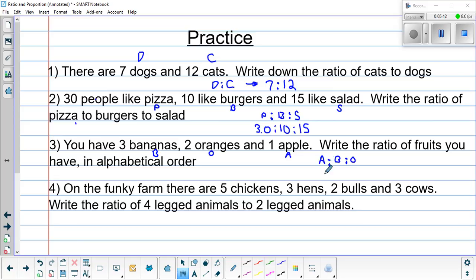So how many apples? We have 1 apple. How many bananas? We have 3 bananas. And how many oranges? We have 2 oranges.